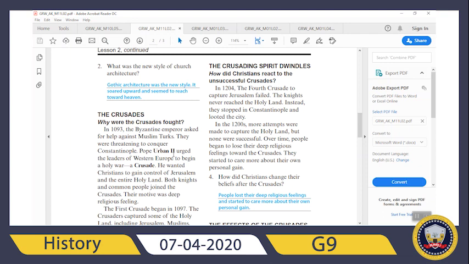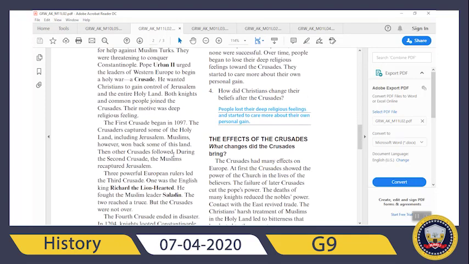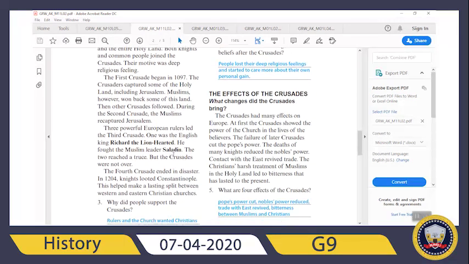So this is how their deep religious feeling ended up towards the Crusades, and they started to care more about their own personal gains. Now they were more concerned with their personal gains. So again, we have a question: how did Christians change their beliefs after the Crusades? People lost their deep feeling and started to care more about their own personal gains.